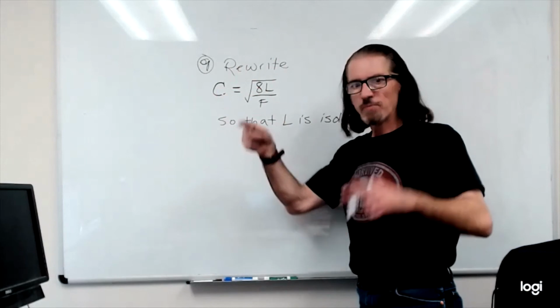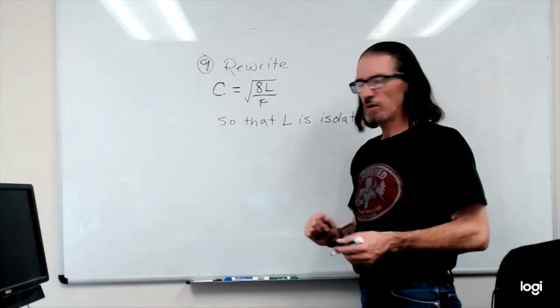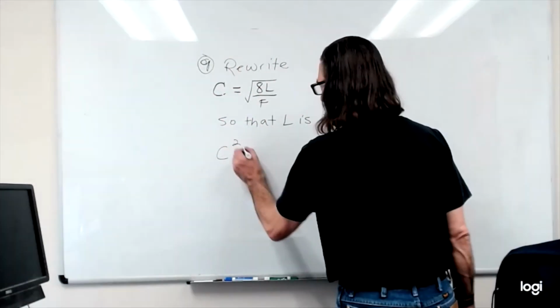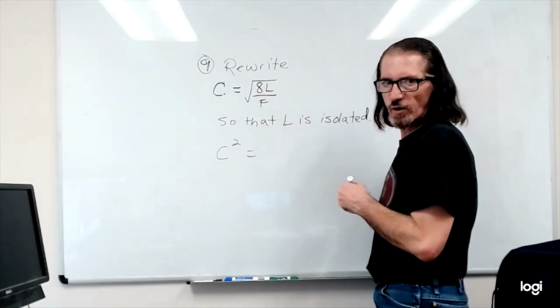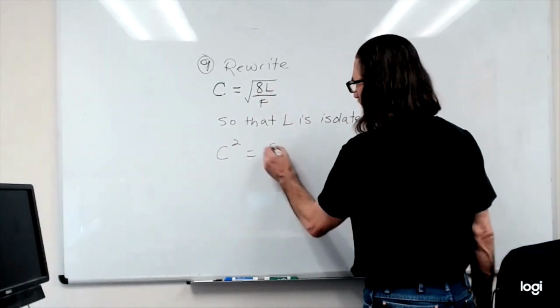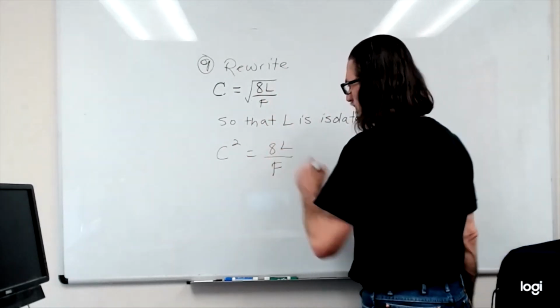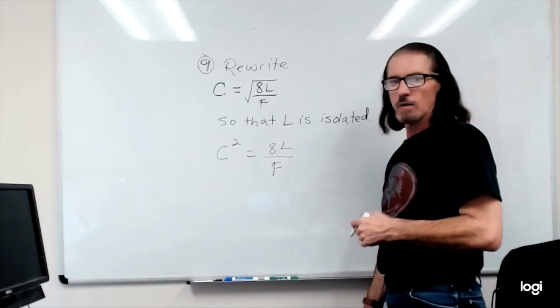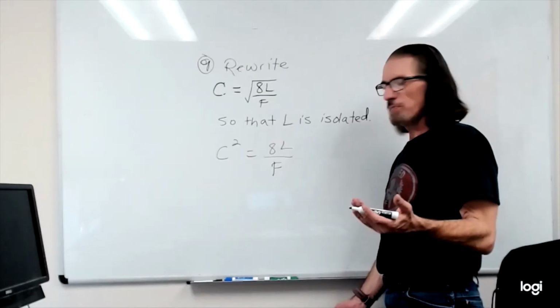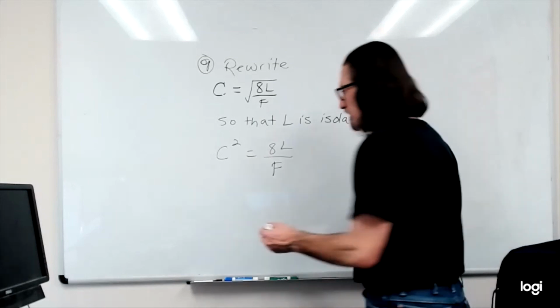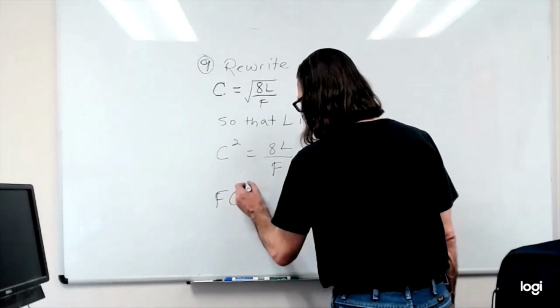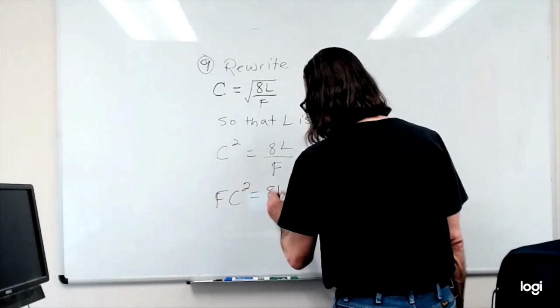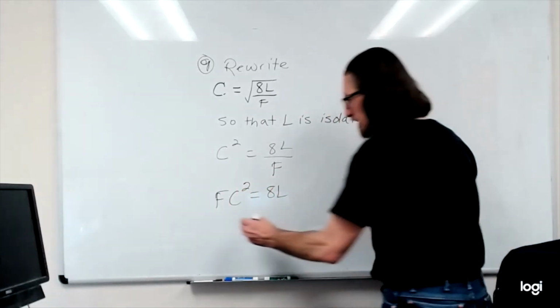So I could apply that power rule. Since that's a square root, I could square both sides, canceling out the square root on the right-hand side. The next thing that might be bothersome is the fraction. So I can multiply both sides by F to get rid of that.